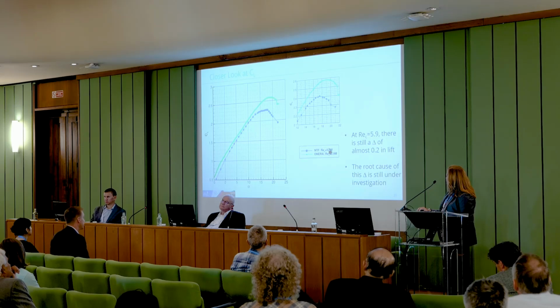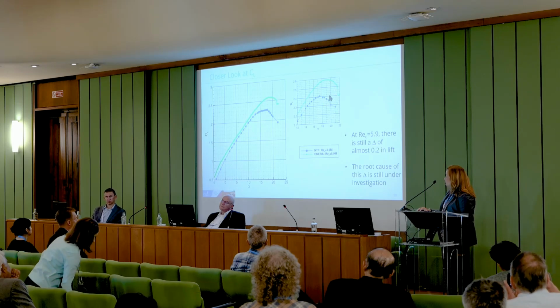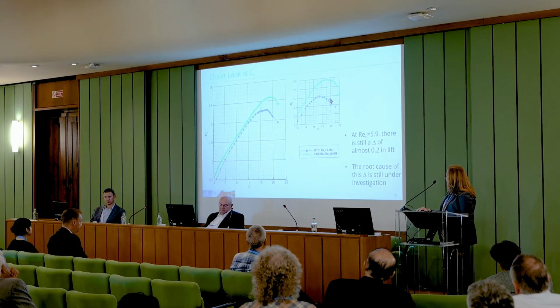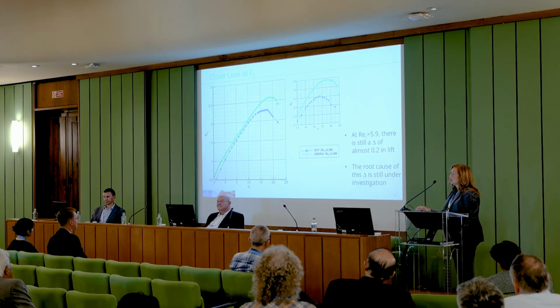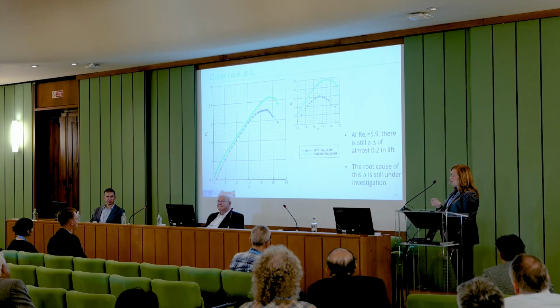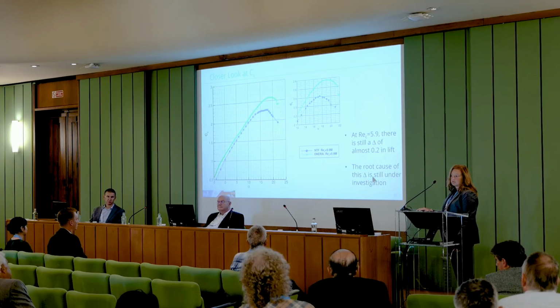Okay, this is at a 5.9 million Reynolds number, and again, you still see almost a 0.2 difference in the lift between the two tests. As was mentioned earlier, we have looked at everything we can think of, geometry differences, the way things were tested, all different things that we've been able to come up with and that other partners have suggested that we try, and still we have not figured out the root cause of this delta, but we are still looking into it.